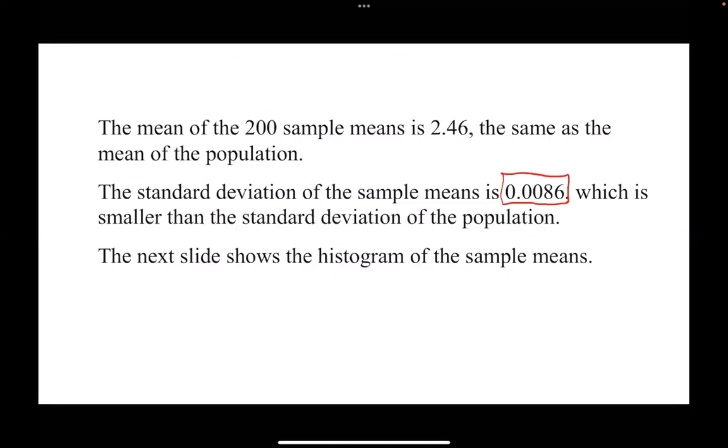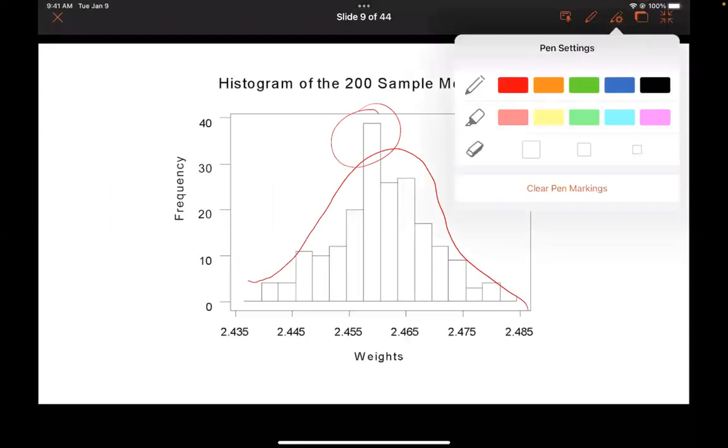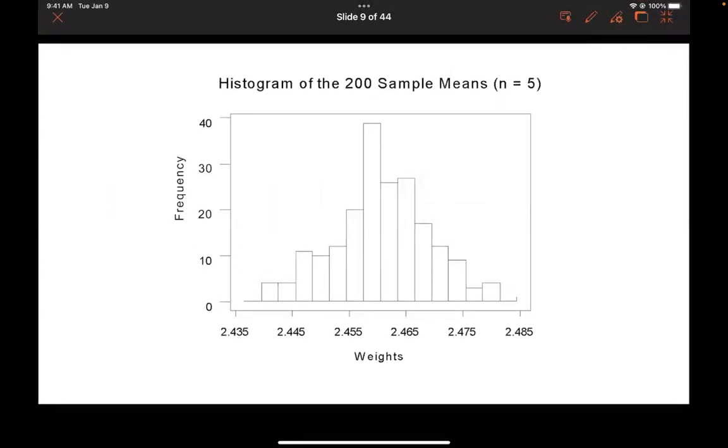So take a look. Here is my histogram for my 200 sample means when I had a sample size of 5. This is pretty close to normally distributed. I would probably call it normally distributed. It has one bar up here that is weird and sticks out funny, but it is mostly normal. It's not skewed and it's not uniform. So I would call it normal.